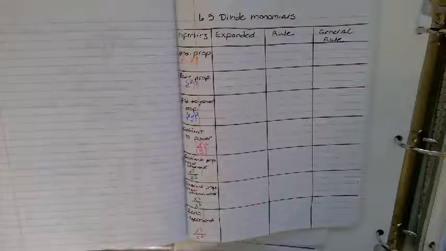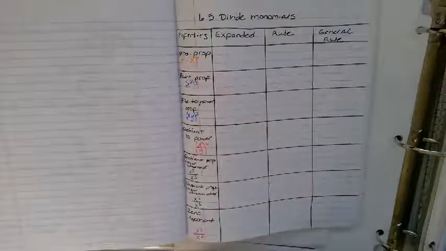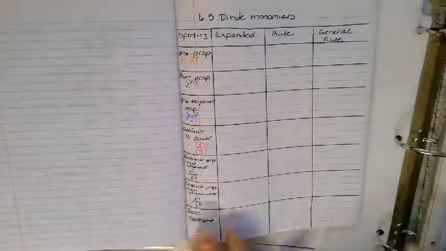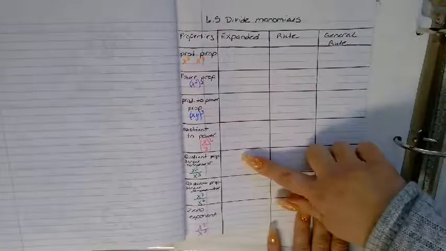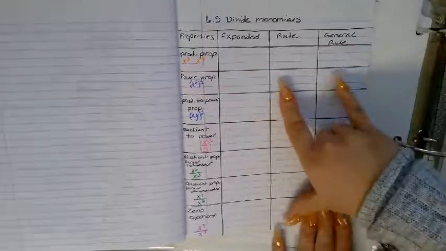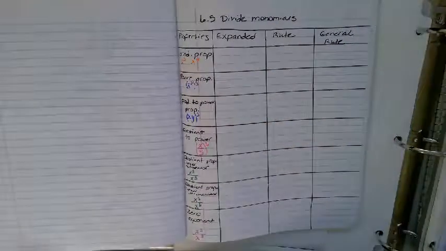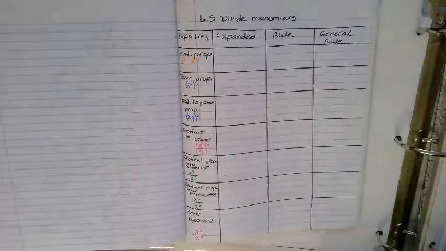Here we go. All right, so again, our title should be 6.5, divide monomials. And we are going to fill in this chart. So, we have all our different properties. And then I'm going to show you their expanded form, the rule, and the general rule. They're similar, you'll see. So, let's start filling it in.